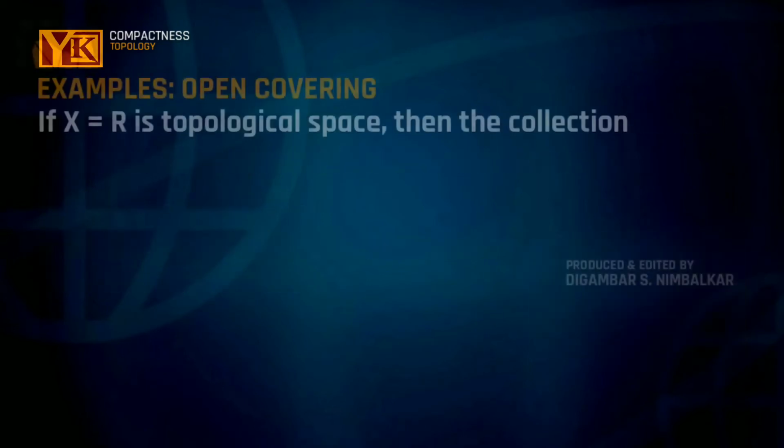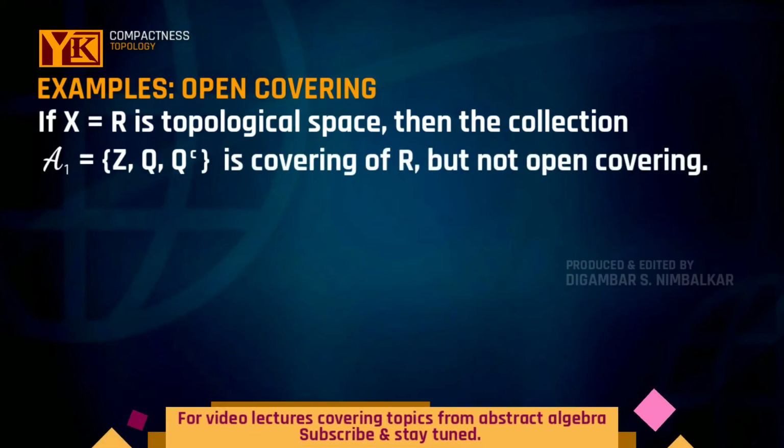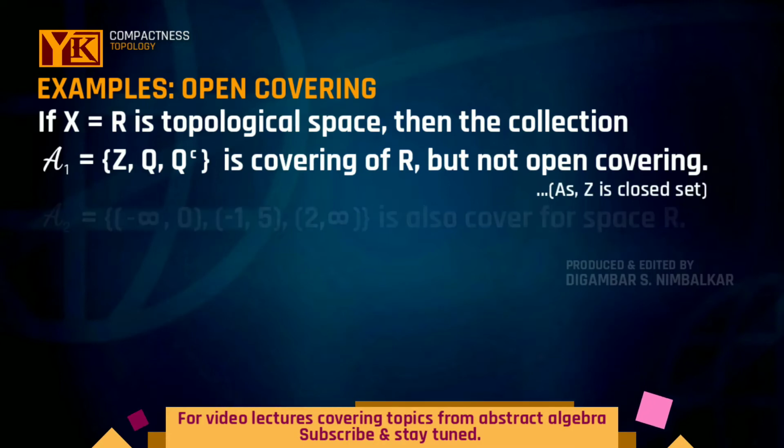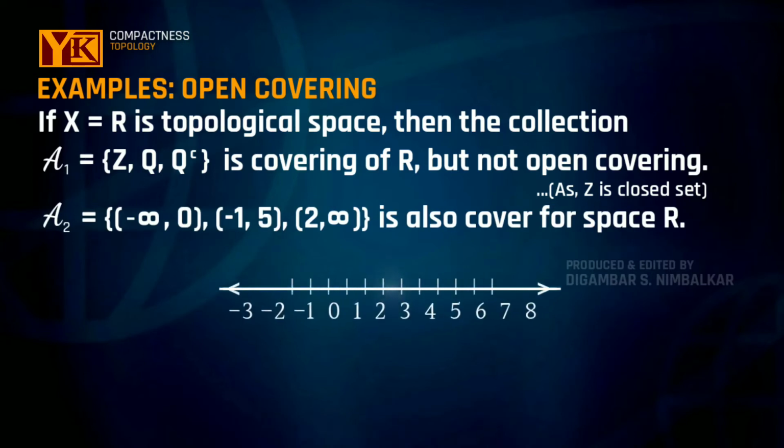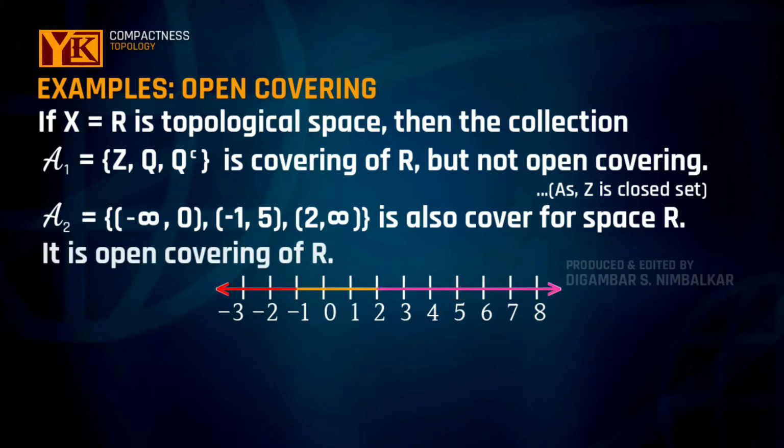For example, if we consider the topological space R, then the collection A1, containing integers, rationals, and irrationals, is a covering of R, but it is not an open covering, as the set of integers is a closed set. Similarly, if we consider A2 as a collection of the open interval minus infinity to 0, the open interval minus 1 to 5, and the open interval 2 to infinity, then this collection is a covering, and in fact it is an open covering of R, because each and every element of this collection is open and it covers the entire real line.